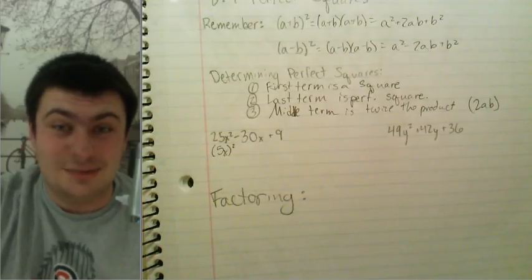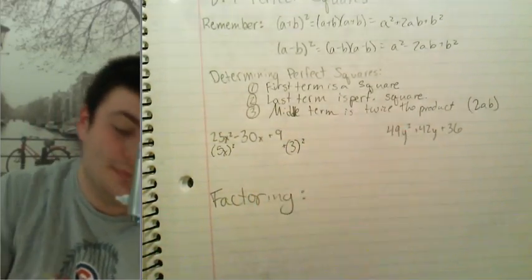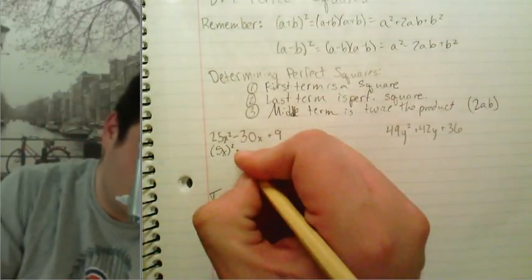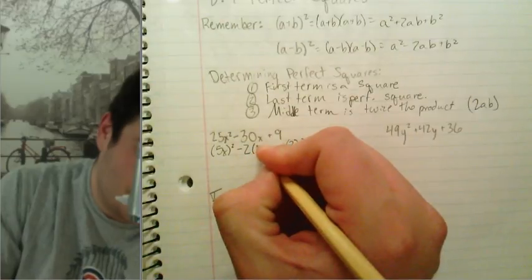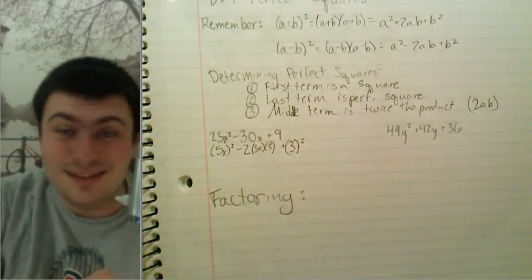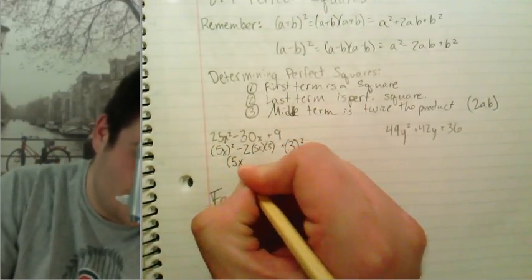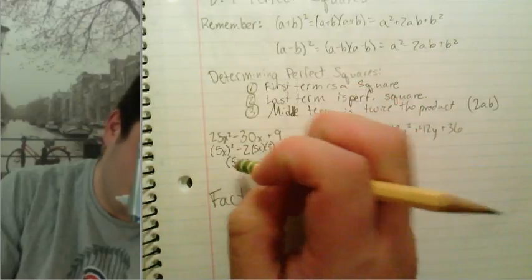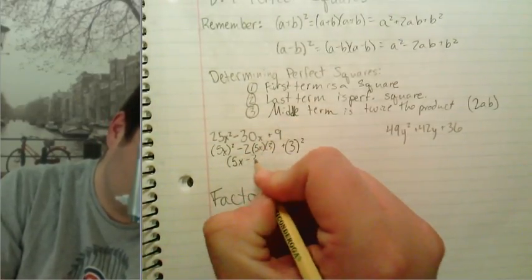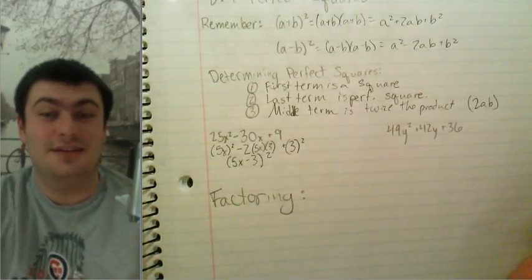Yeah, we can say that it's 5x squared, and that makes 25x squared. Is the last term a perfect square? Yeah, we can have plus 3 squared. Now, is the inside twice the product? So do we have minus 2 times 5x times 3? That's minus 30x, so yes it is. And since we have minus here, this is the group 5x minus 3 squared. Or we could say 5x minus 3 times 5x minus 3.